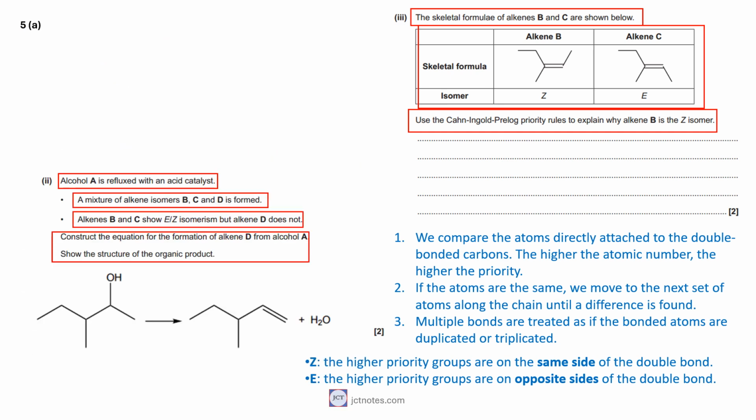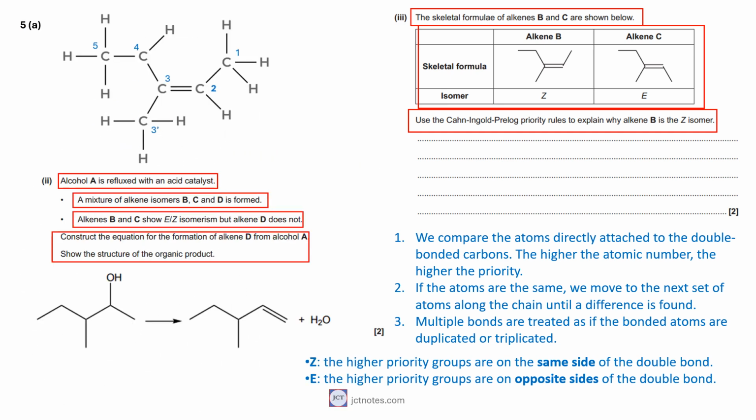To see the priorities, I expand the bonds in alkene B and number the carbon atoms. I label one of the carbons as 3' to refer to it in the explanation. In alkene B, starting with carbon 2, we have that it is attached to carbon 1 and to a hydrogen. As the carbon has higher atomic number, it takes priority. We continue with carbon 3. It is attached to 2 carbons, both have the same atomic number.